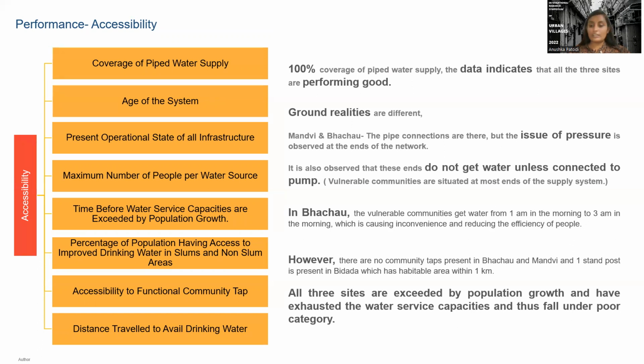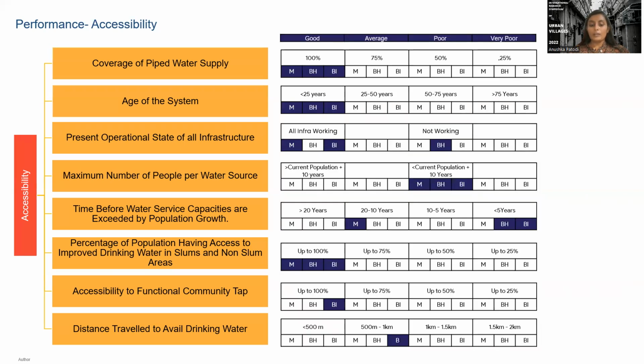However, there are no community taps in both Bachao and Manvi city, but there is one stand post present in Bidda, within a habitable area of 1 kilometer. All the three sites are already exceeding the population growth and have exhausted the water service capacities, and thus fall under the poor category. This shows the normalization of accessibility.